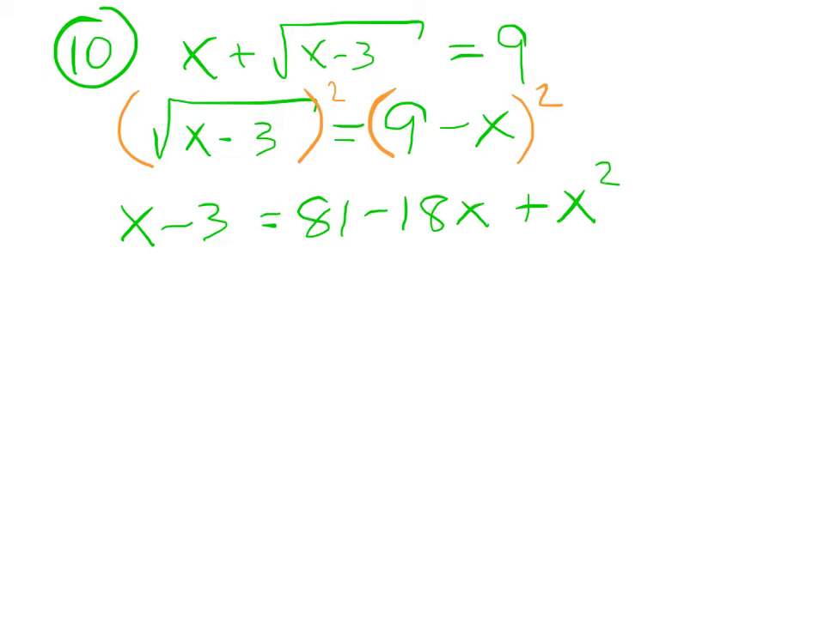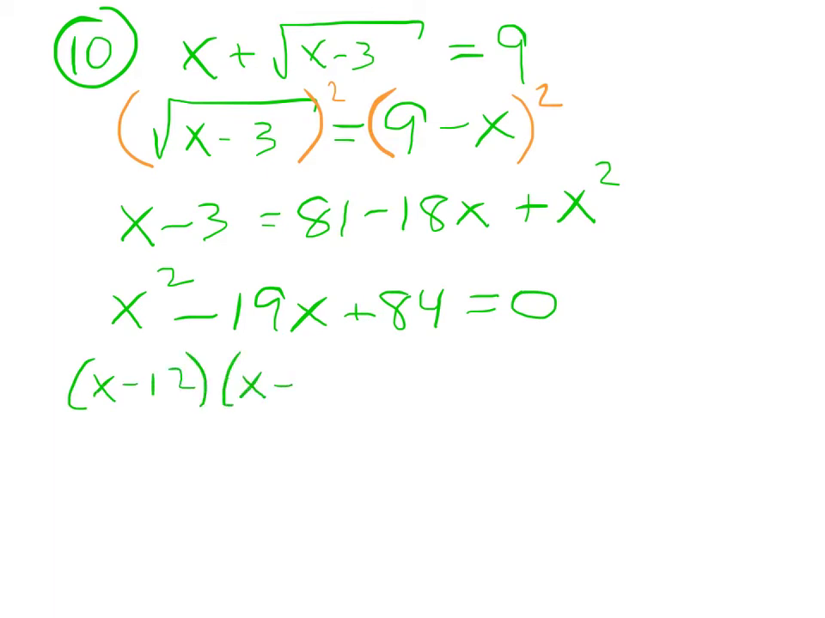Now I'm just going to collect everything on one side, combine like terms, and either factor or use a quadratic formula. So I'm going to have x squared minus 19x plus 84 equals 0. This quadratic actually factors to x minus 12 times x minus 7. And if you couldn't get that, then you could easily also just use the quadratic formula, and you would come out with x equals 7 or 12.